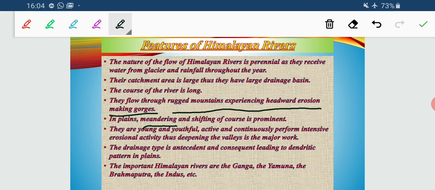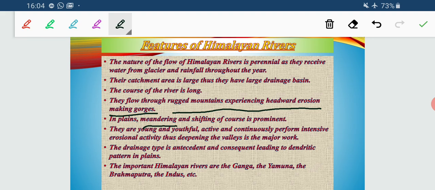Now why do they shift their channel? Because due to that sedimentation, their gradient reduces, their velocity also becomes comparatively less, and as a result they cannot erode that part with excessive sedimentation. As a result, they move to another path where there is less sedimentation, where their movement is easy. So this is termed as shifting of courses.